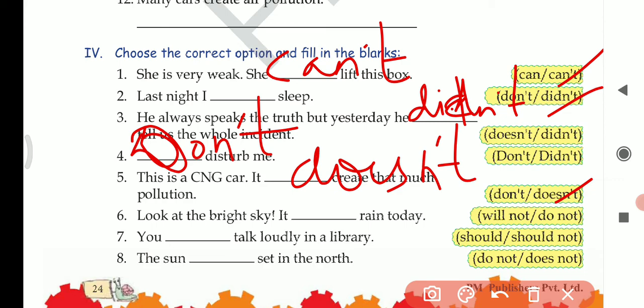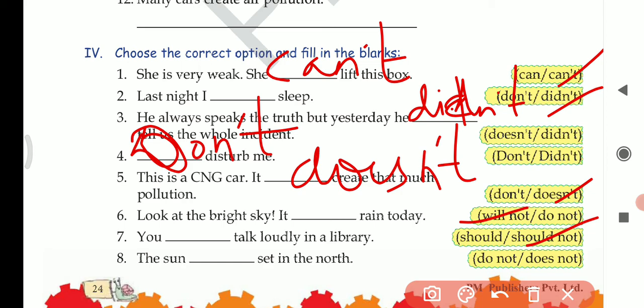Sixth, look at the bright sky. It dash rain today. It will not or do not. It will not rain today. Seventh, you dash talk loudly in a library. You should not or should. You should not talk loudly in a library.